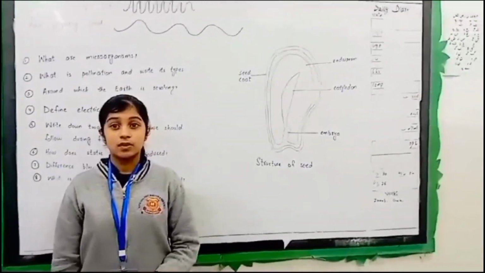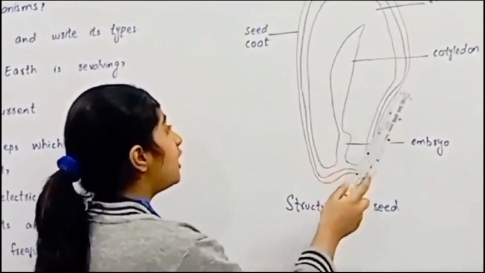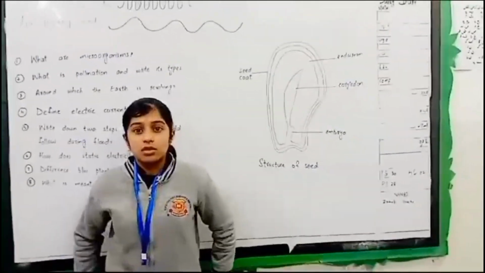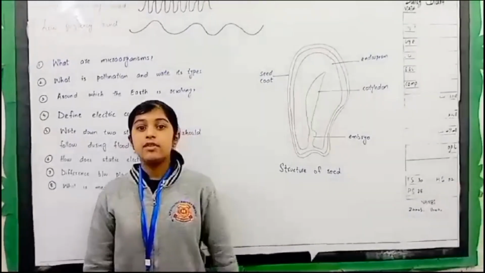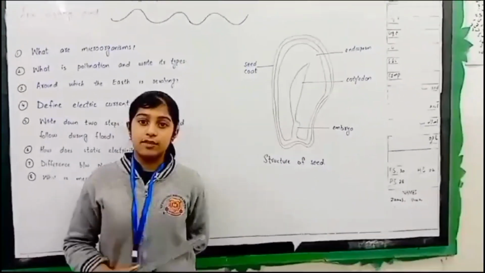Okay, now can you please tell me what is the function of a cotyledon? Cotyledon is basically a seed leaf. There are 2 types of cotyledon: dicot and monocot. Then can you tell me what is the difference between a monocot and a dicot? Yes, monocot has 1 leaf and dicot has 2 leaves. When it grows up, the monocot grows with 1 leaf, but when dicot grows up, it grows with 2 leaves.